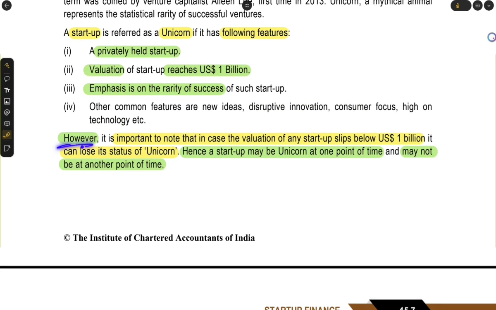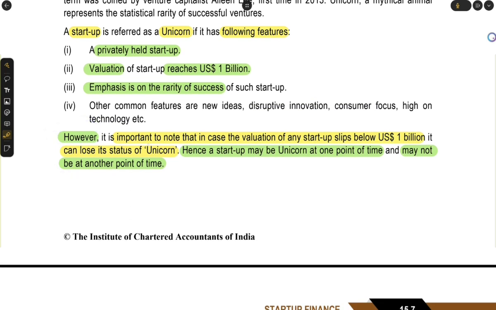However, this is important, as this can be asked in an MCQ. It is important to note that in case the valuation of any startup slips below USD 1 billion, it can lose its unicorn status. Hence the startup may be a unicorn at one point of time but may not be at another point of time. It is very possible. You have to remember USD 1 billion.